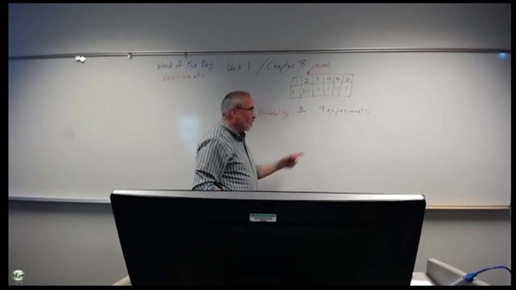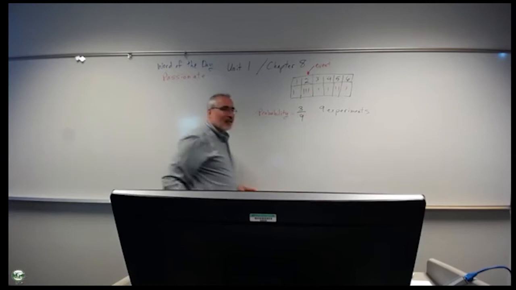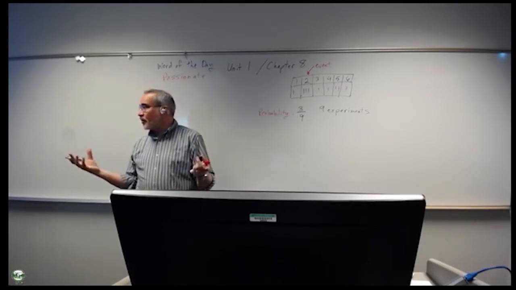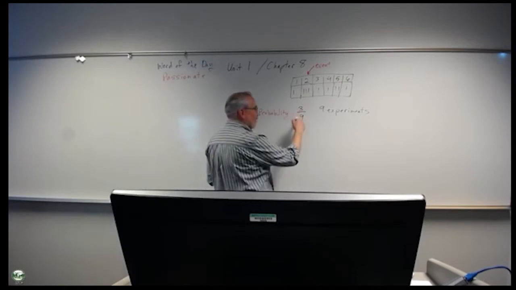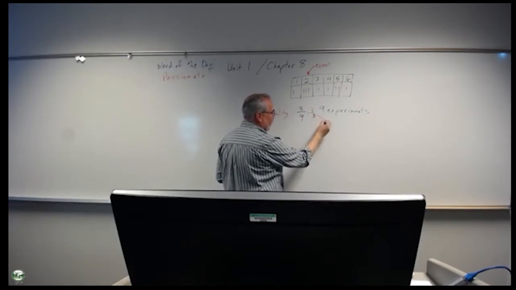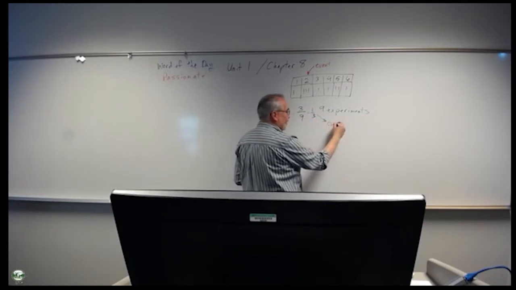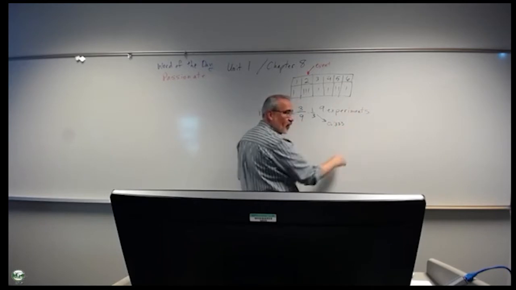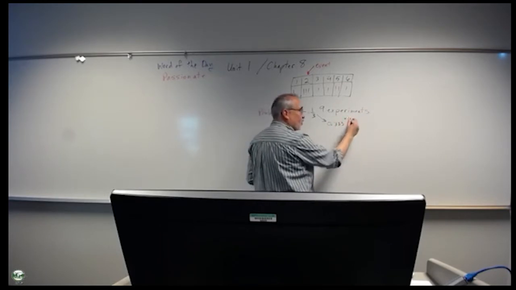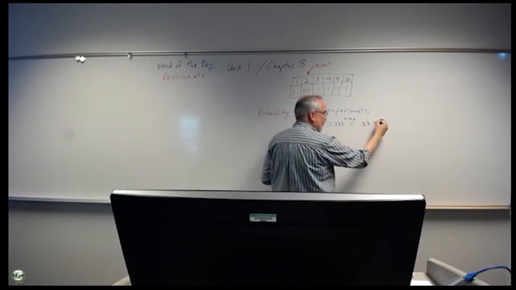How many times did I do my experiment? 9. So for this particular experiment, my probability of getting a 2 is 3 over 9, which can reduce to 1/3. You'll see if I turn it to a decimal, 1 divided by 3, I get a bunch of 3's going on forever. I multiply this by 100 to turn it to a percentage, and I'd get 33.3%.